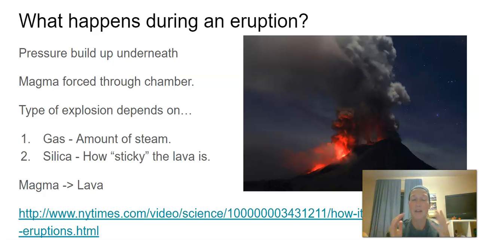It's going to explode. And the type of explosion that happens kind of depends on two things: how much gas there is, like the amount of steam, and then how much silica there is. And this is what causes the lava to either be really sticky or really more like water, kind of easily flowy. So when that magma hits the surface, it becomes lava.